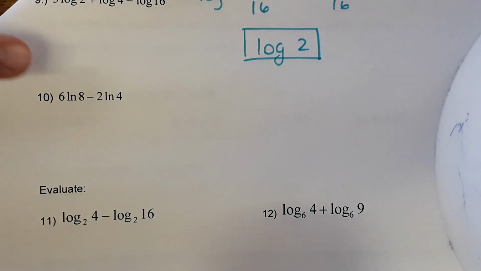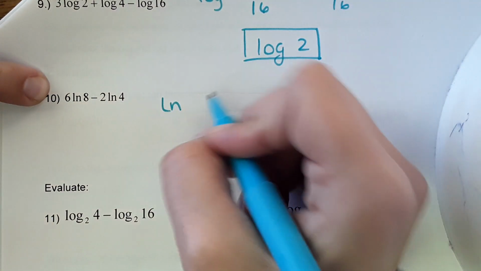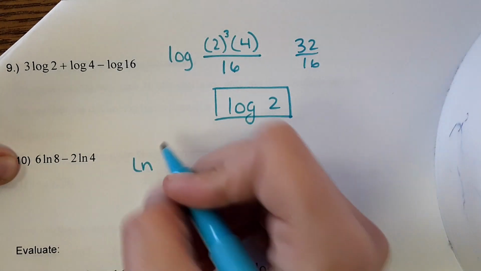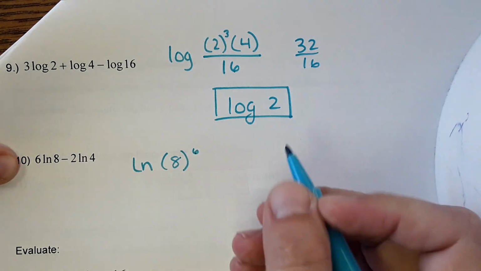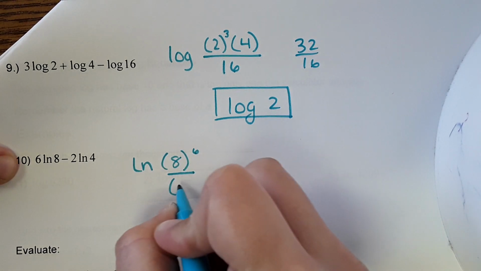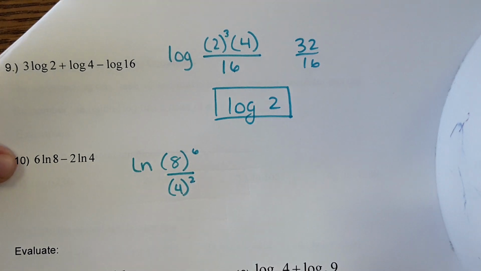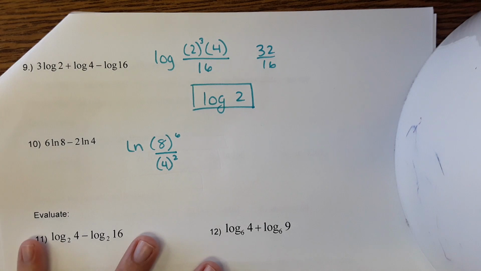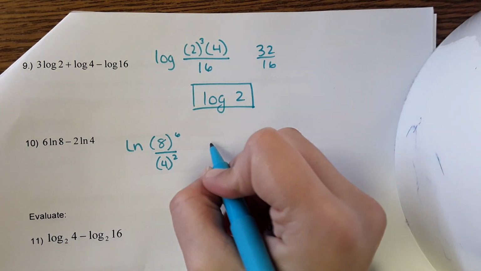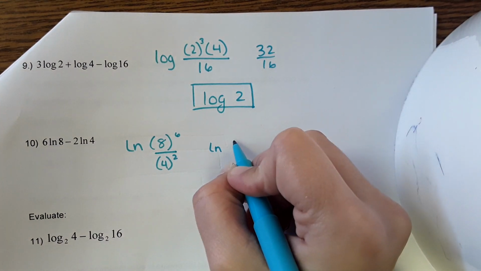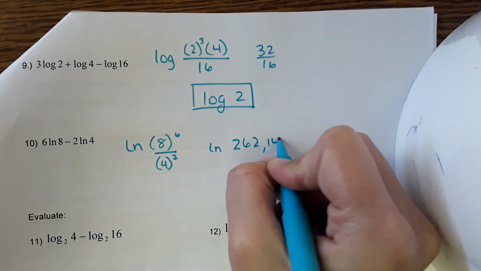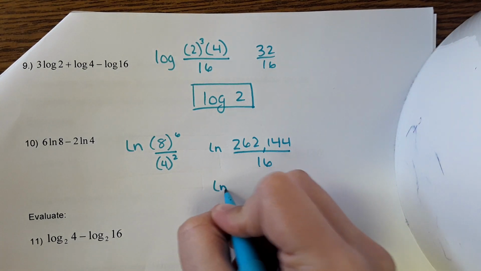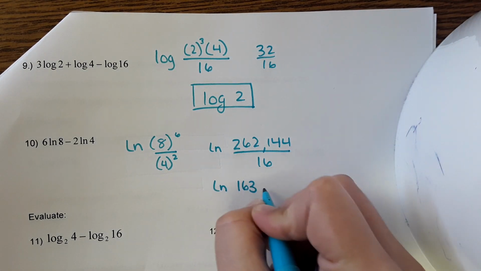Then number 10, the ln again. ln is 8 raised to the 6th power over 4 raised to the 2nd power. Then this would be 8 to the 6th power comes out to this number, 262,144 over 16, which is ln 16384.